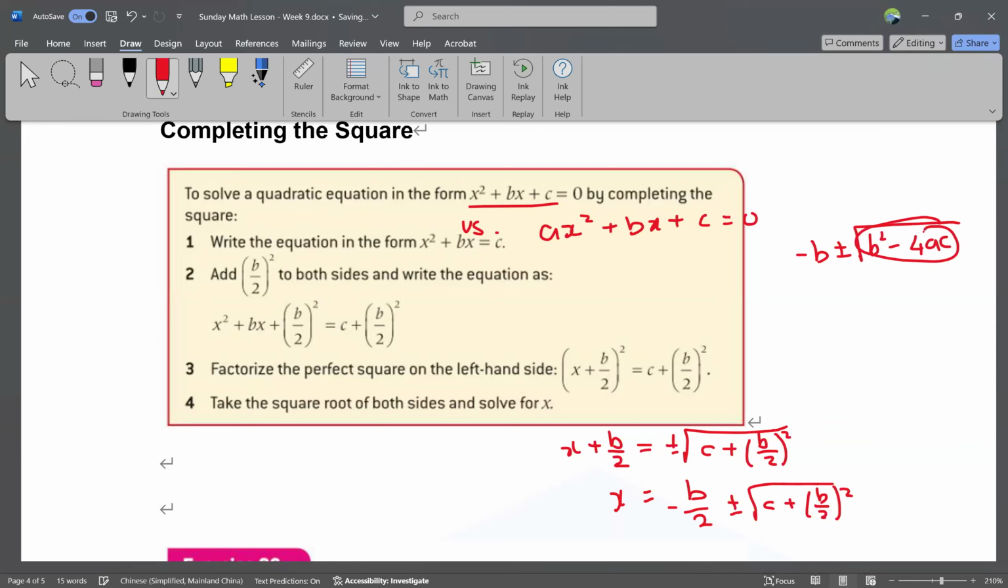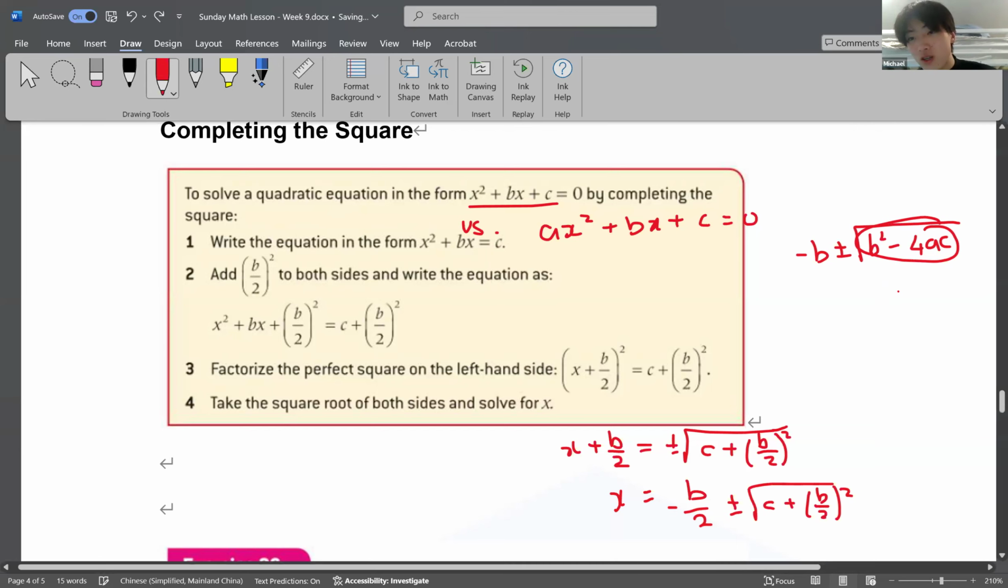So this part is easy to remember. b squared minus 4ac is like the discriminant. You deal with it so much that you remember it. And you can also remember it like this, okay?